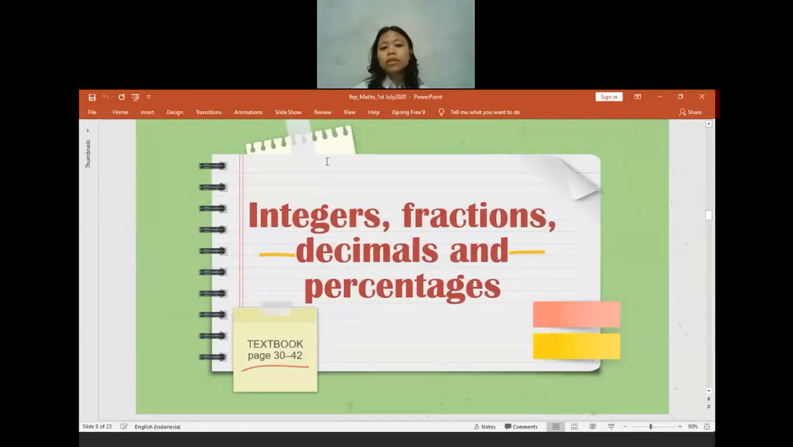Is my slide not visible? Is my slide not visible? It's visible. Okay then.